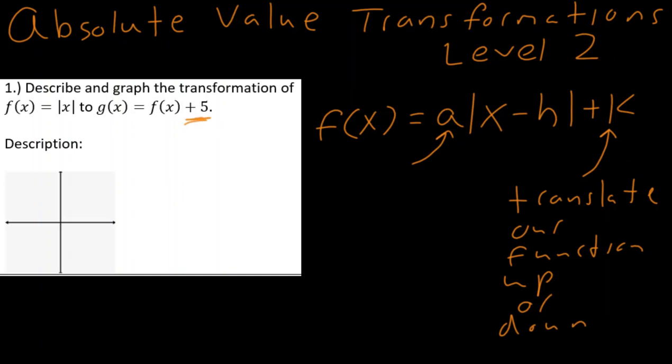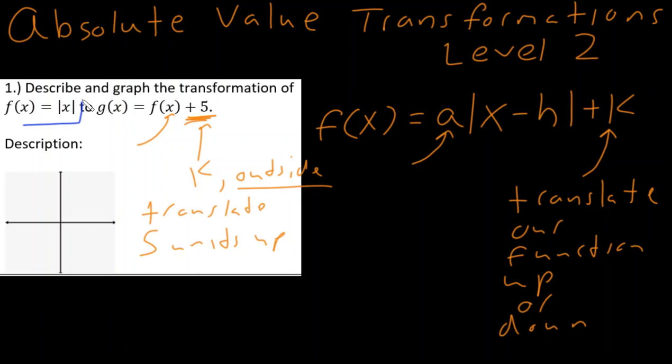We have our plus 5, and I know that it's our k value because it's on the outside. It's outside of the parentheses. Right, so this would be the inside, and over here we have the outside. Okay, so since we have our constant on the outside, it's being added, we know that this is actually going to translate 5 units up.